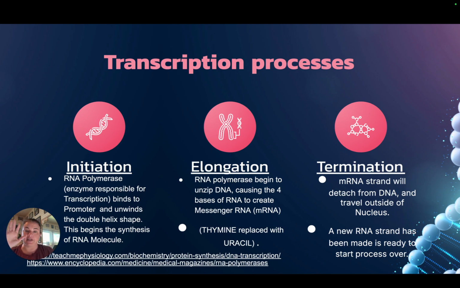Next comes elongation. That RNA polymerase begins to unzip the DNA that we already have, so that double helix shape starts to unwind. And in that process, the 4 bases that we talked about earlier, adenine, guanine, cytosine, and thymine, create the messenger RNA, that mRNA. Now, something to pay attention to here is that thymine in this process becomes replaced by uracil.